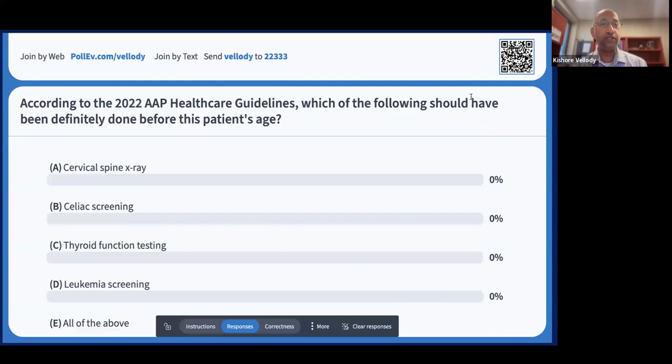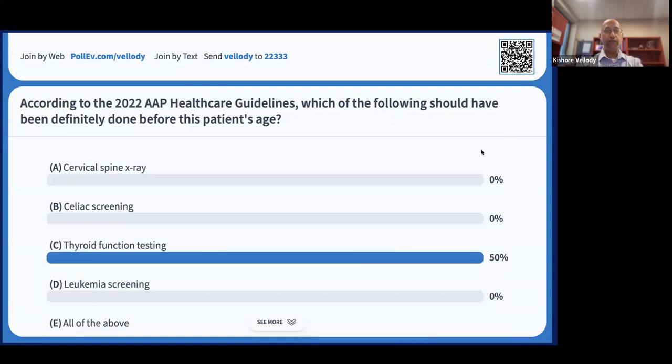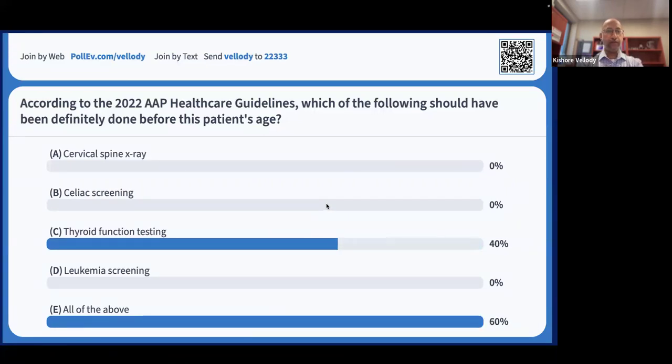So let's look at this question. Take a moment to either go to pollev.com/Vellody or to text the name Vellody to 22333. And you can answer either by text or online, whatever's easier for you. And go ahead and start to input your findings there. So we're getting a pretty good split here between all of the above. There we go. We got another couple coming through.